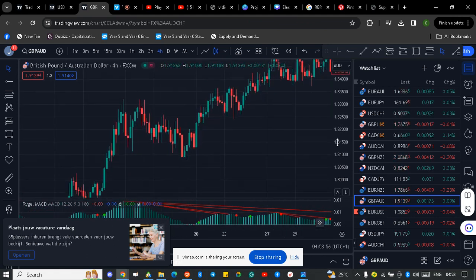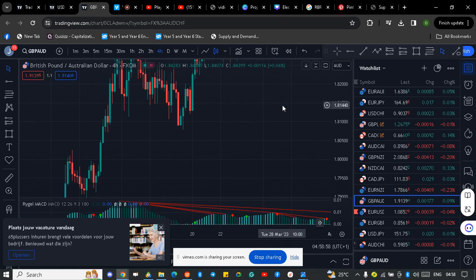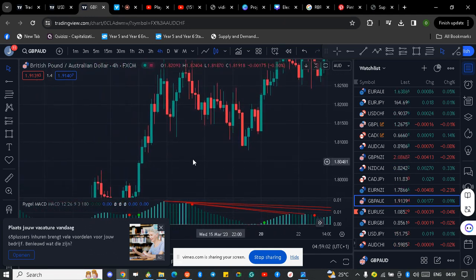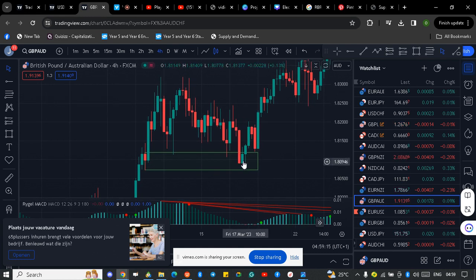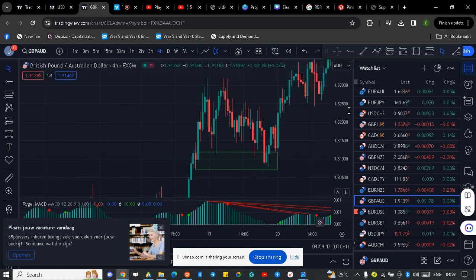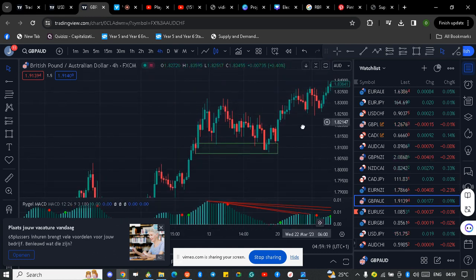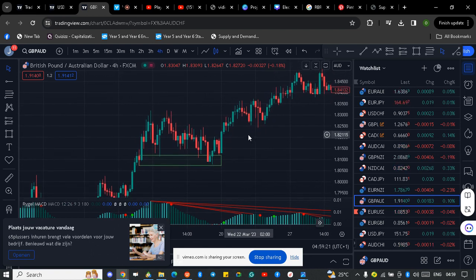Also spoke about continuation. Now you cannot say no to those things. Look at continuation demand, rally, base, rally. Look at it, it worked. You mark the whole of it like this. Can you see? Price jumped. Can you see it touched it and off it went? Rally, base, rally. It works. It really does work.